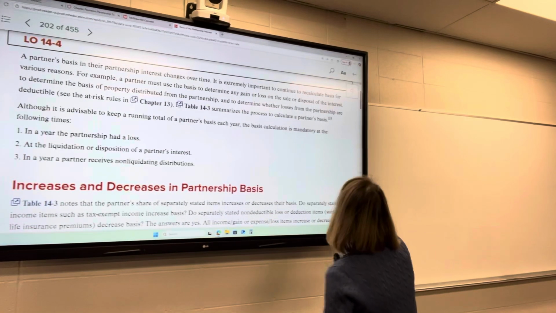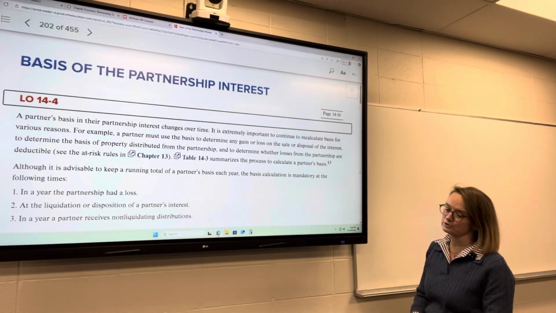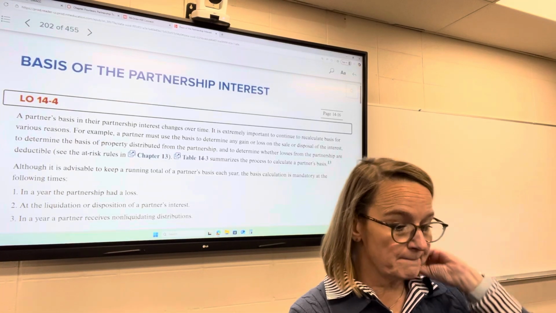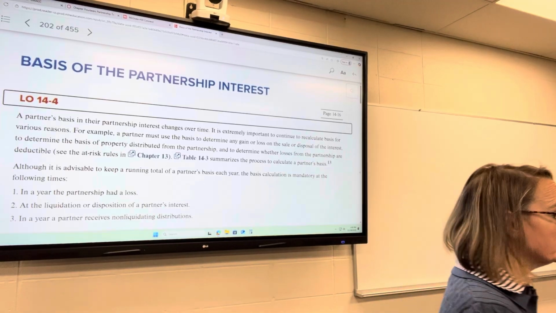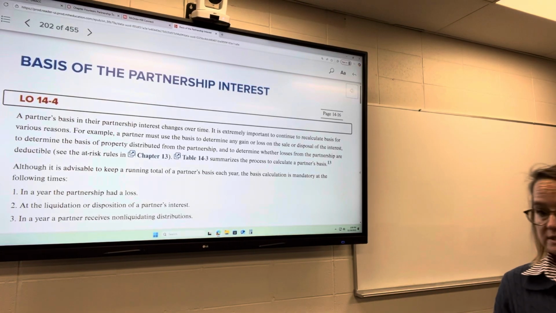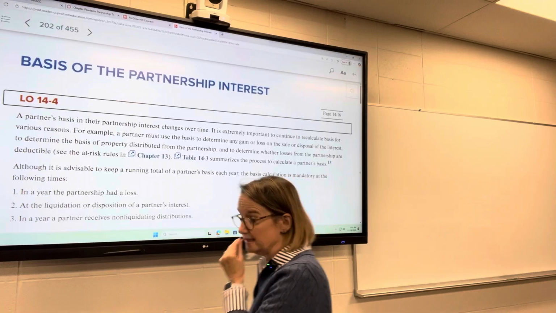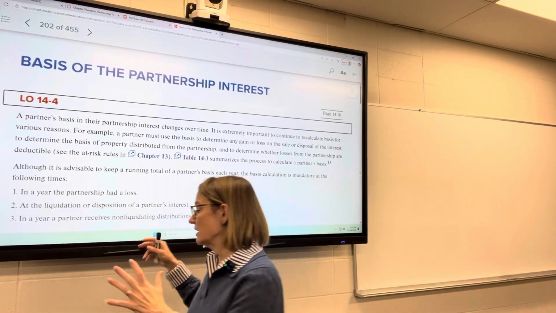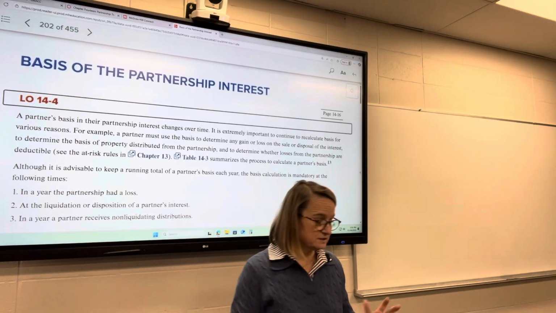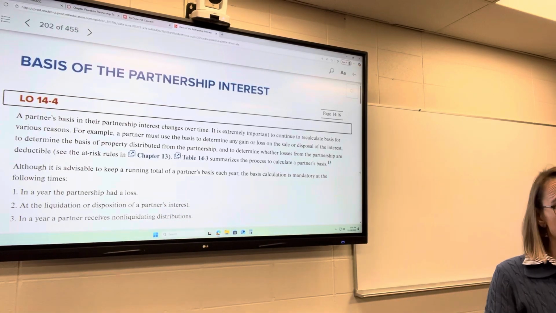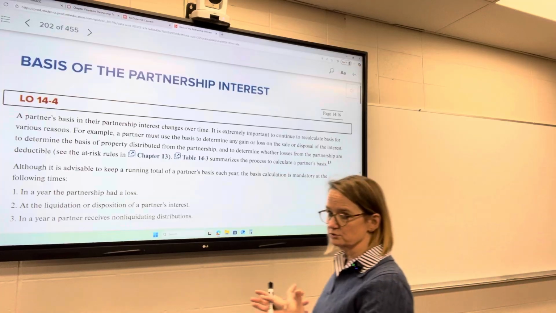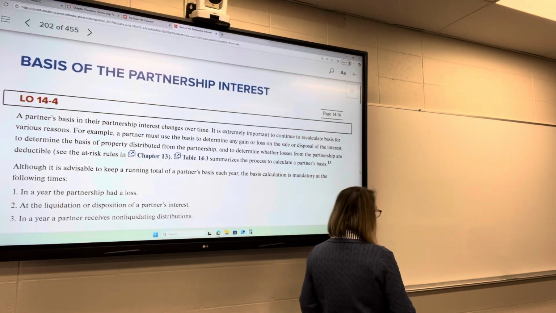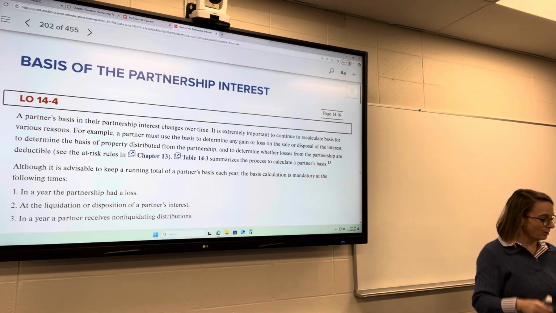Right, so we talked about beginning basis in a partnership and the concept of inside and outside basis. So the partnership to a partner is an asset. So just like any other type of asset, the assets that we've talked about so far, that basis can change over time with additions or certain subtractions.